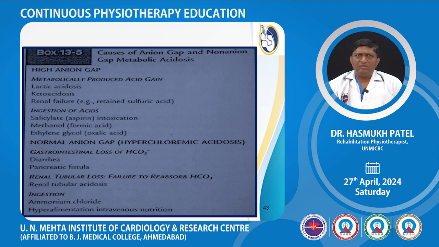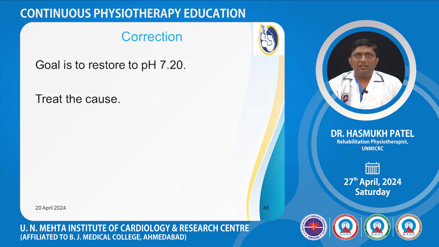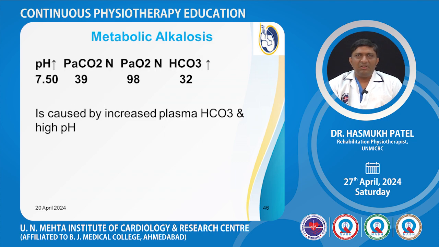Causes of metabolic acidosis are lactic acidosis, ketoacidosis, renal failure, gastrointestinal loss like diarrhea, pancreatic fistula and renal tubular acidosis. These are the causes of metabolic acidosis. Symptoms are increased minute ventilation and dyspnea. Correction: the main goal in metabolic acidosis is to restore the pH to normal level. Treat the cause.